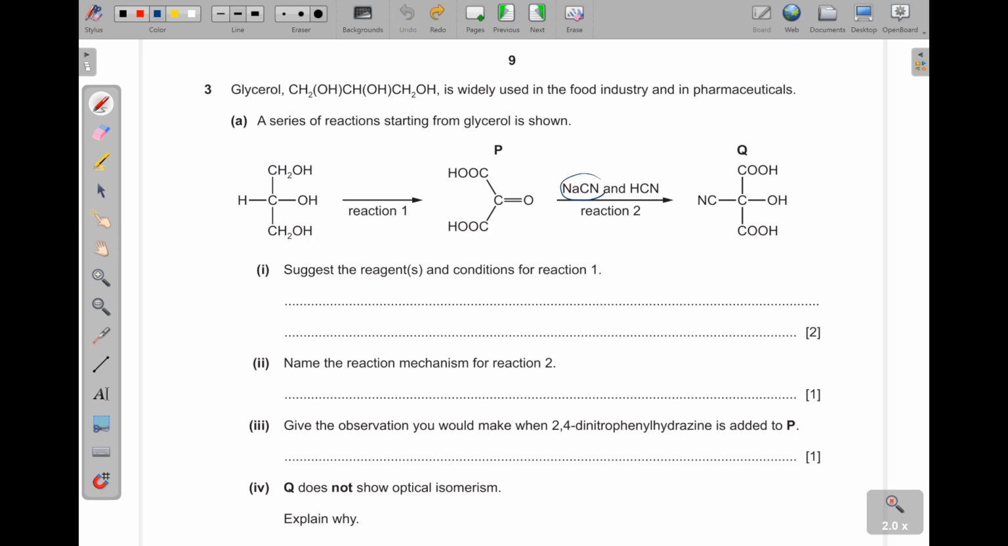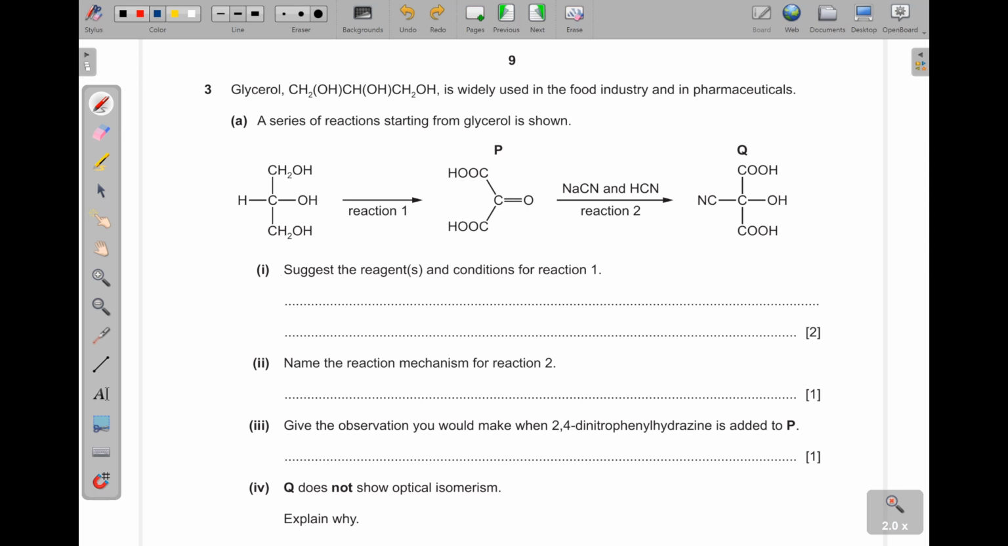When we put sodium cyanide and hydrogen cyanide, of course, we are going to form hydroxy nitriles. Okay, so this is an addition reaction. You add the CN here, and then this one becomes an OH, that one there. Okay, then that is that. So they are telling us Roman 1, suggest the reagents and conditions for reaction 1. Remember, for 1 here, it is an oxidation.